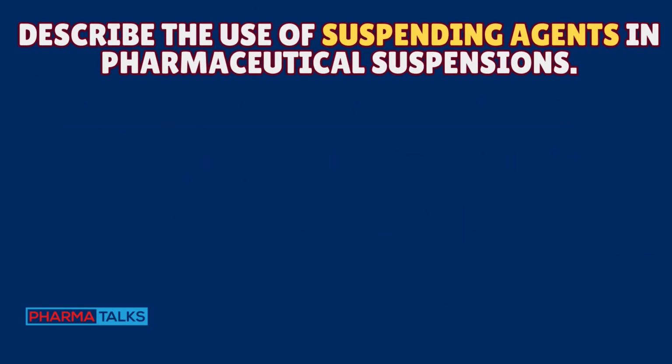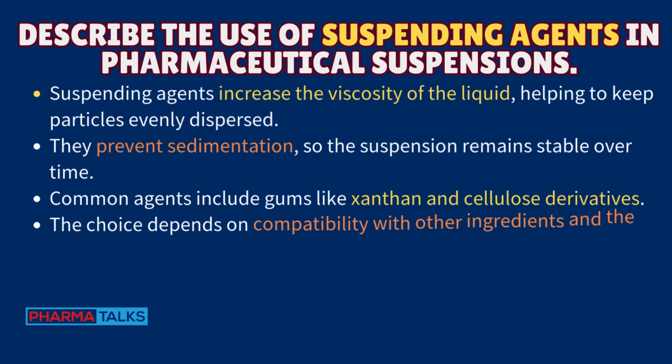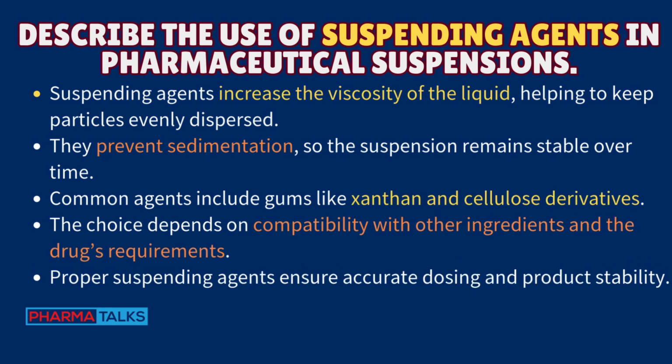Describe the use of suspending agents in pharmaceutical suspensions. Suspending agents increase the viscosity of the liquid, helping to keep particles evenly dispersed. They prevent sedimentation, so the suspension remains stable over time. Common agents include gums like xanthan and cellulose derivatives. The choice depends on compatibility with other ingredients and the drug's requirements. Proper suspending agents ensure accurate dosing and product stability.